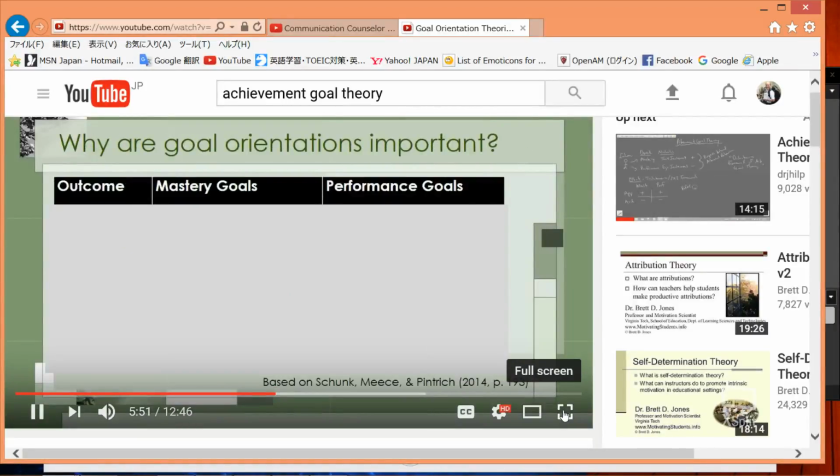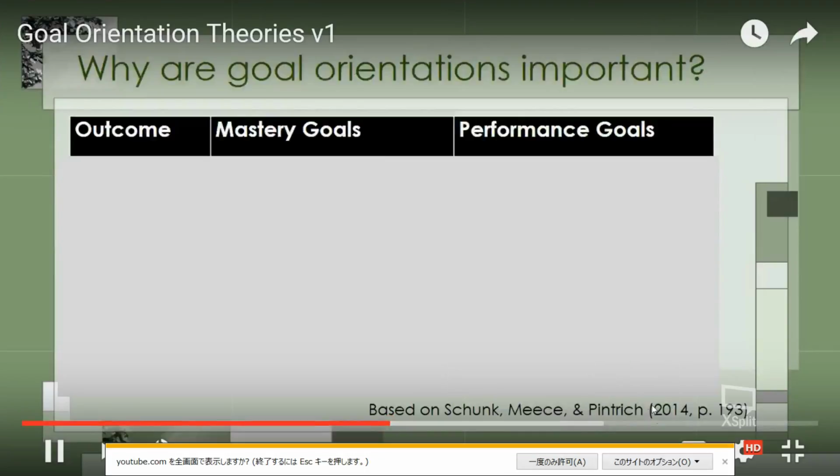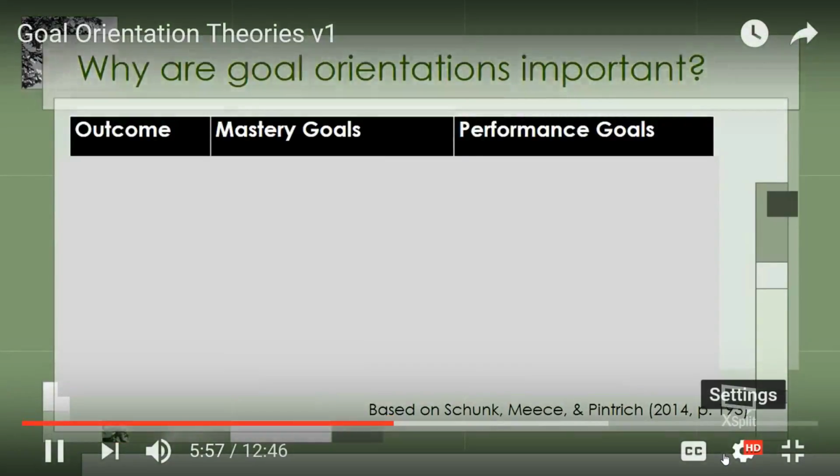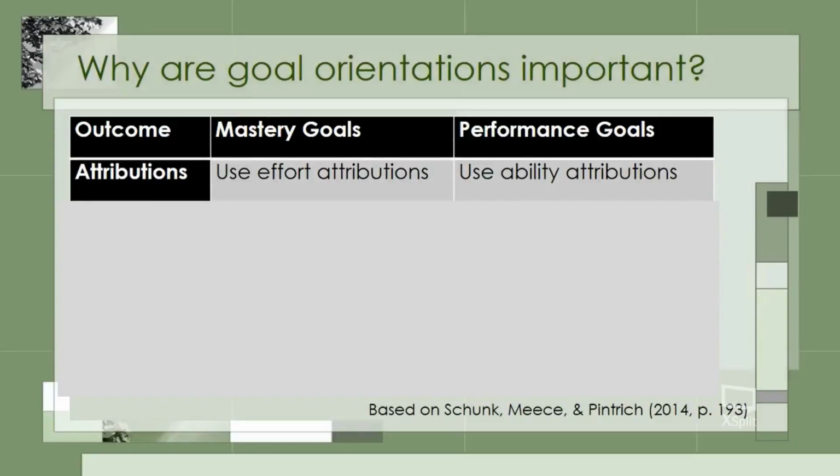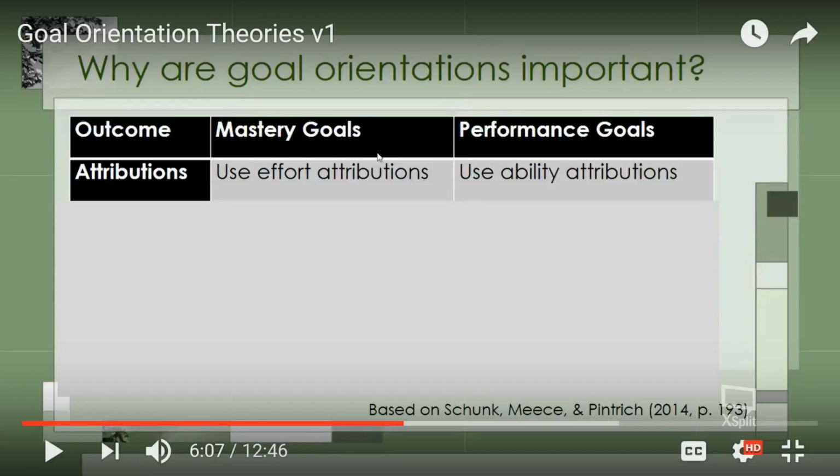Now you may be wondering, why are goal orientations important? Well, researchers have tried to identify differences between mastery and performance goals on outcomes such as attributions. Oh, look, you remember those names? Schunk and Pintrich. Researchers who include emotion into this graph. Affect, cognition, and behavior. Generally, students with mastery goals are more likely to use effort attributions than students with performance goals.